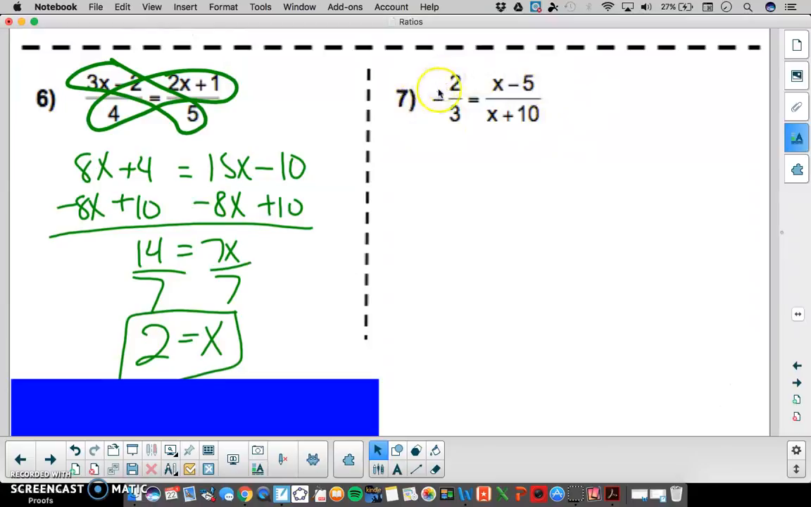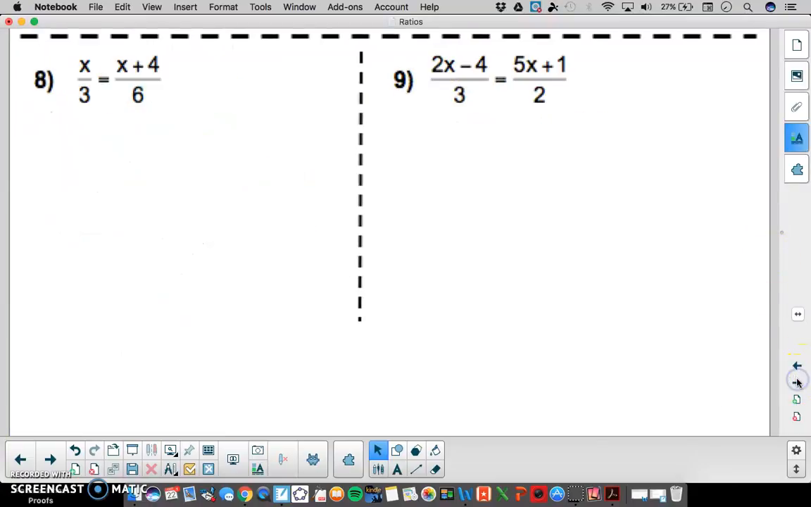All right, I'd like you to try example 7 and also examples 8 and 9. Those will be examples that I'm going to check for when I check your notes in class.